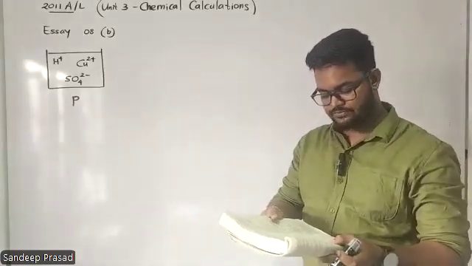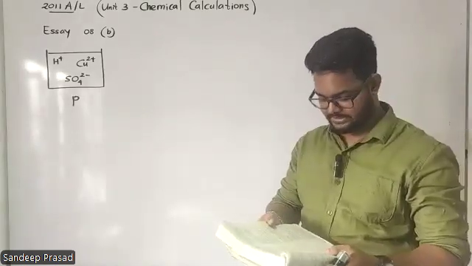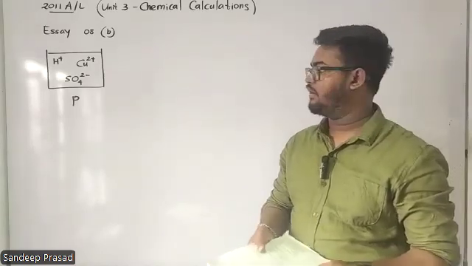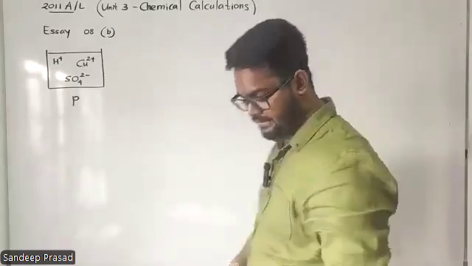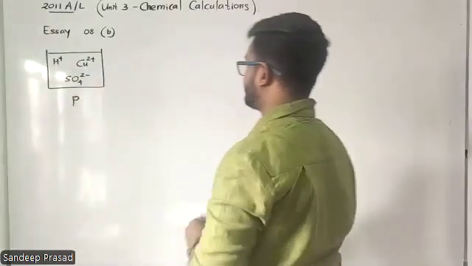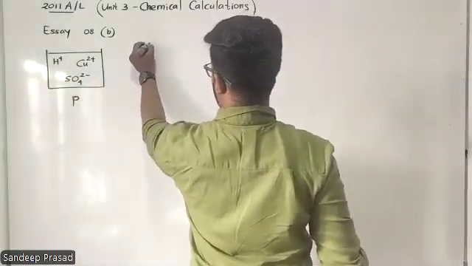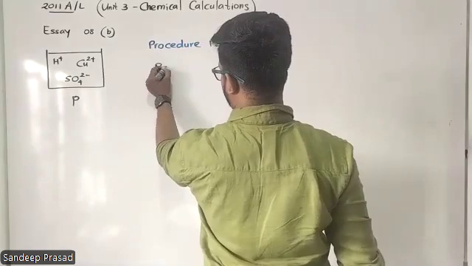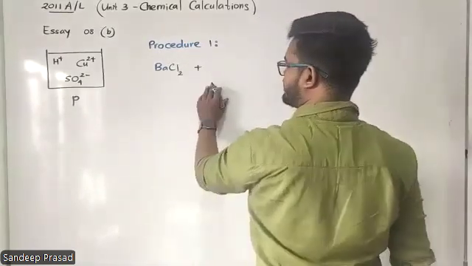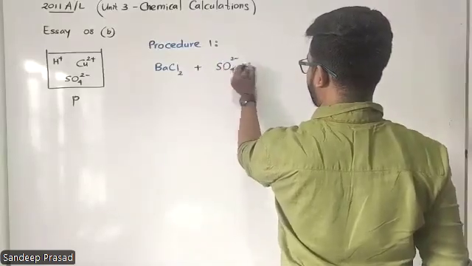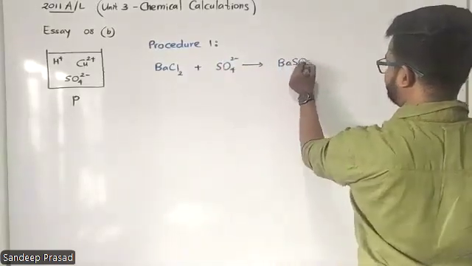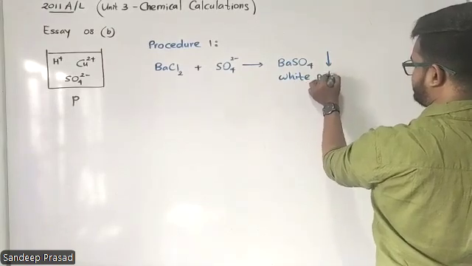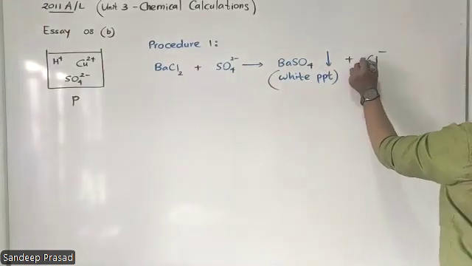Excess barium chloride solution was added to 25 cubic centimeters of the solution to precipitate sulfate as barium sulfate. So that means, students, when we add barium chloride to this solution, right? So let me write down here procedure number 1. In procedure number 1, they have added barium chloride to this solution. Then what will happen? Sulfate anions are precipitating with barium. Then barium sulfate precipitate is produced. Remember, barium sulfate is a white color precipitate, right? And chloride anions are now like this.